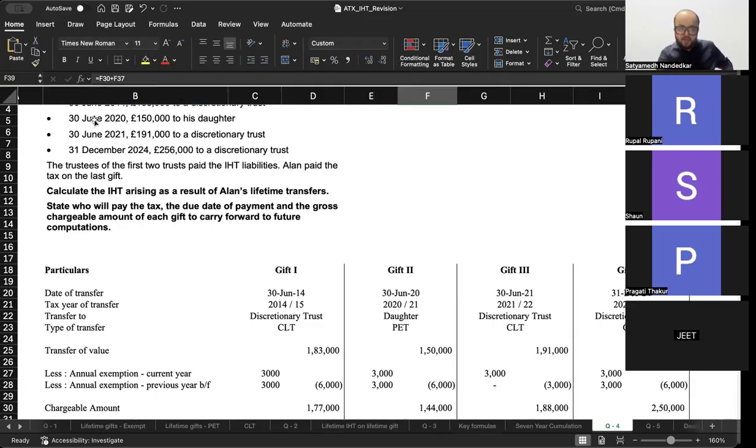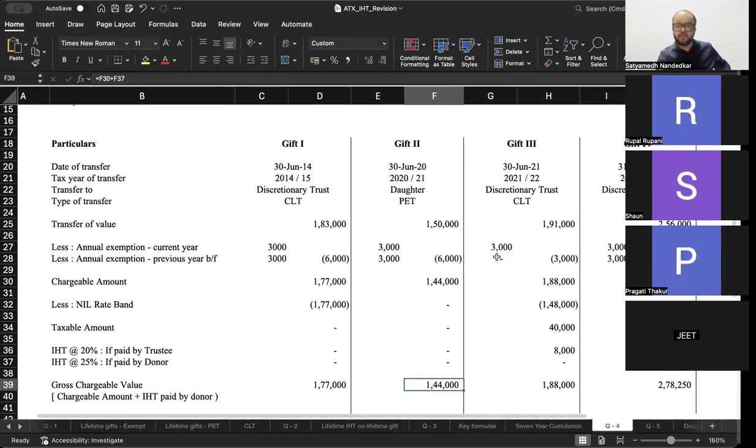But 2021 का AE was already used here. So यहाँ पे separately you don't get any AE brought forward in gift 3. यहाँ पे 0 हो जाएगा. Transfer of value, gross chargeable amount, sorry, chargeable amount is 188.